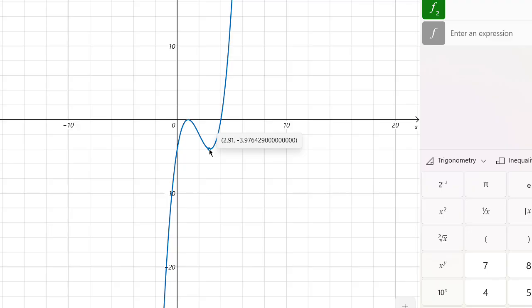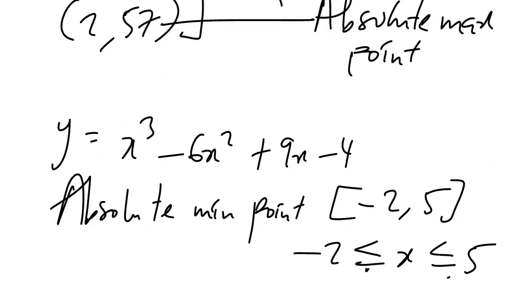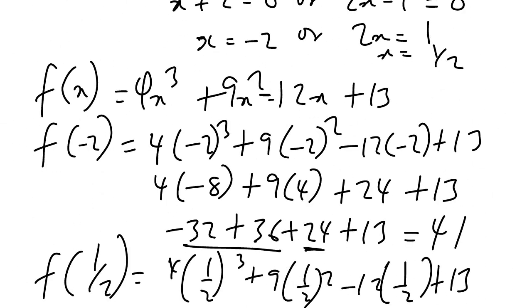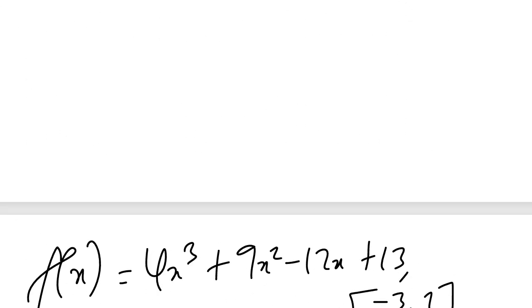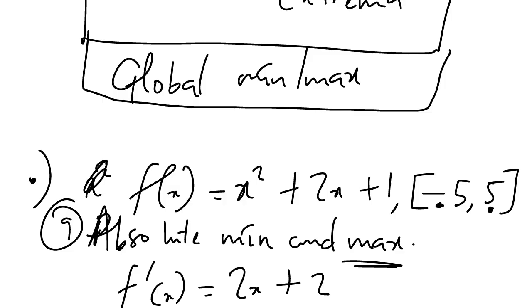Thank you so much for watching this video, and I believe that for any question asking you to determine absolute min or max, you should be able to do it by simply getting the critical points, getting the output, testing the end intervals, and then comparing to know which one has the highest output or which one has the lowest output. That's the key to determine which is the absolute min or max.